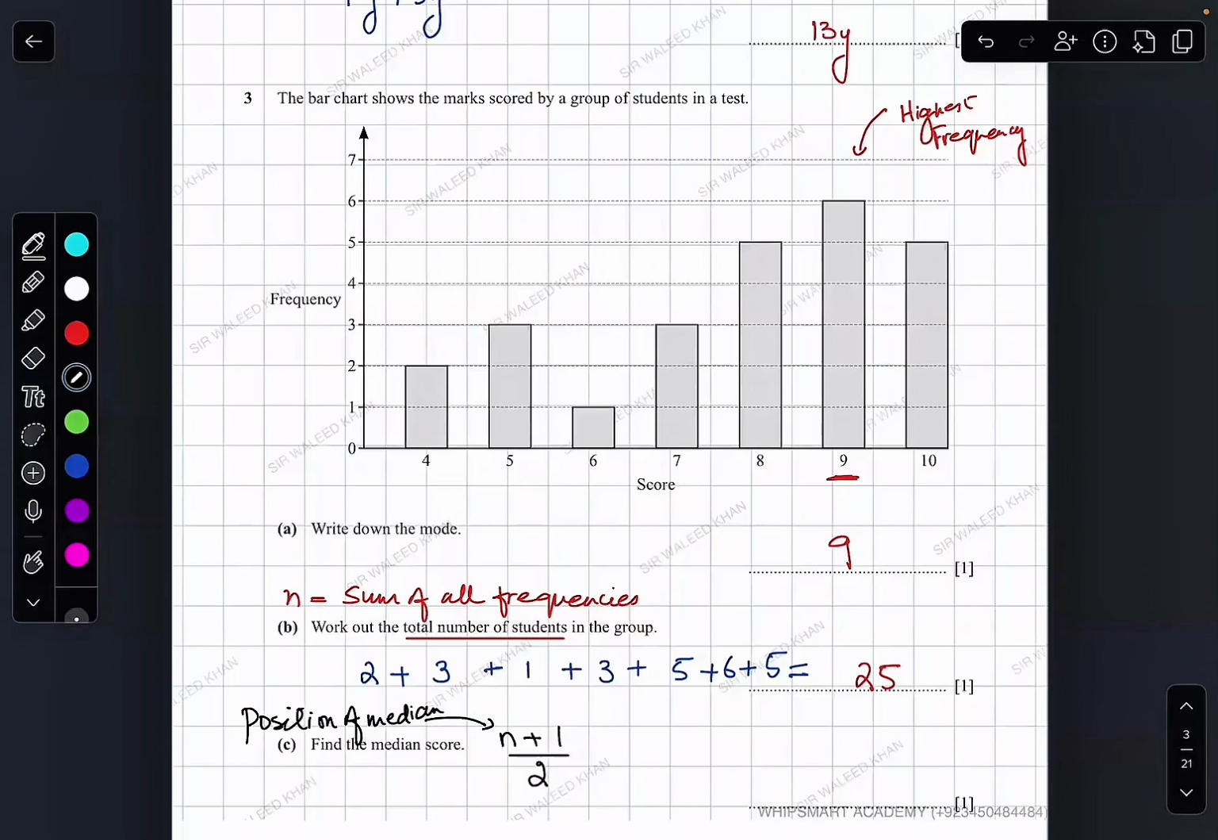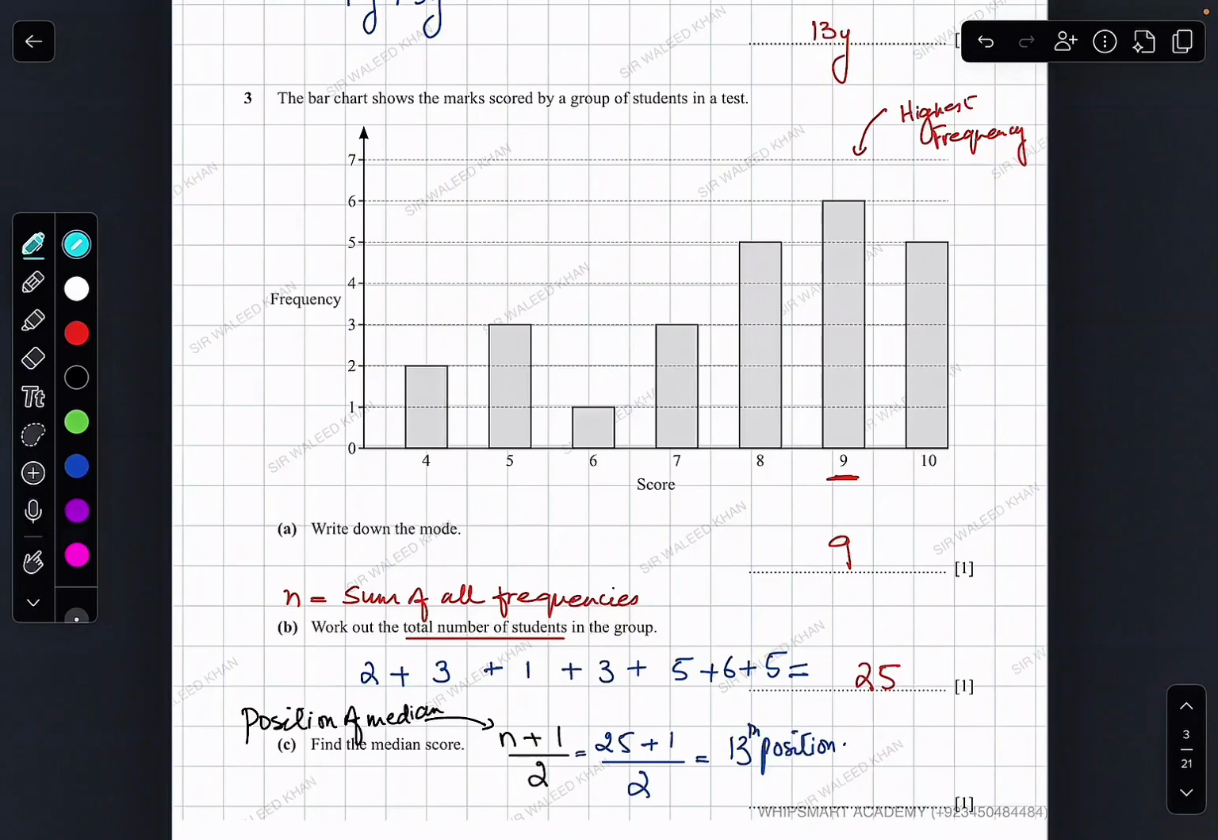N, which is 25 plus 1, 26 divided by 2. That is the 13th position. So this formula is telling us that your median value exists on the 13th position. How do you figure out the 13th position?